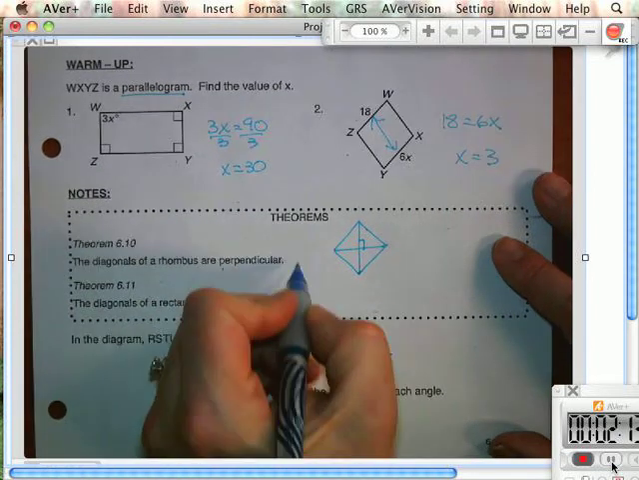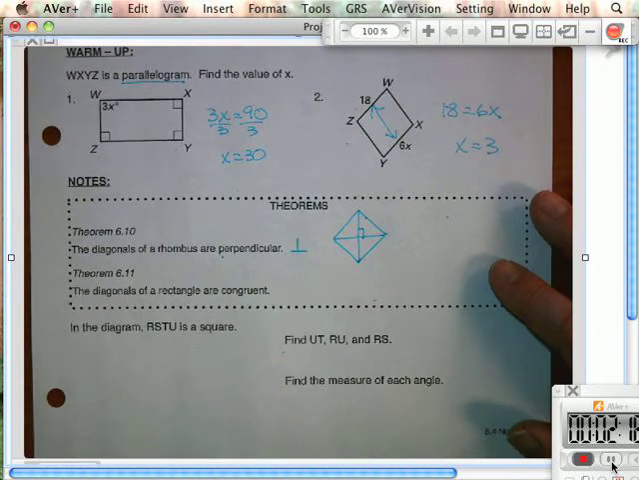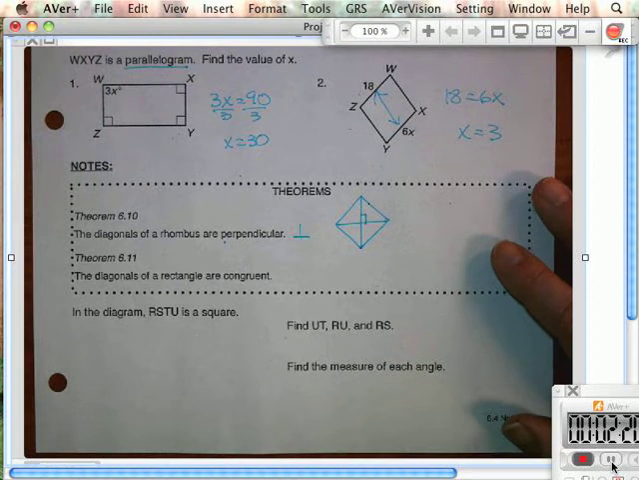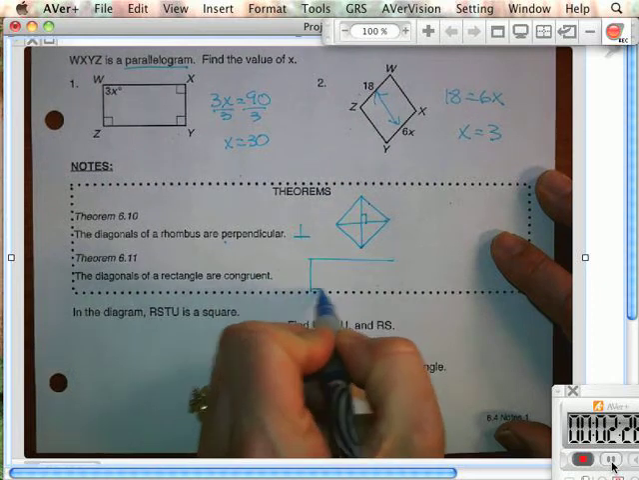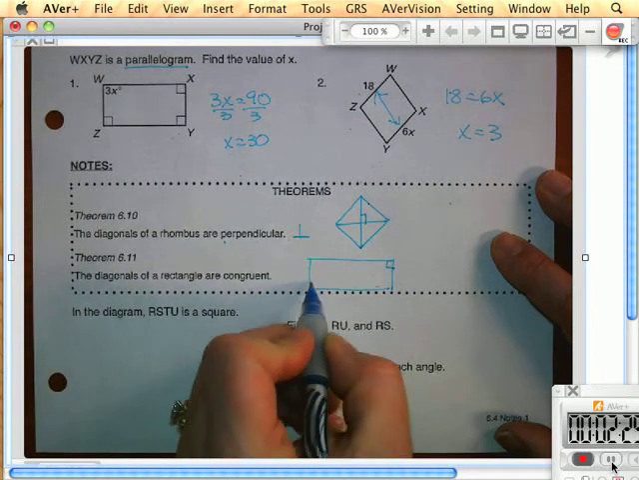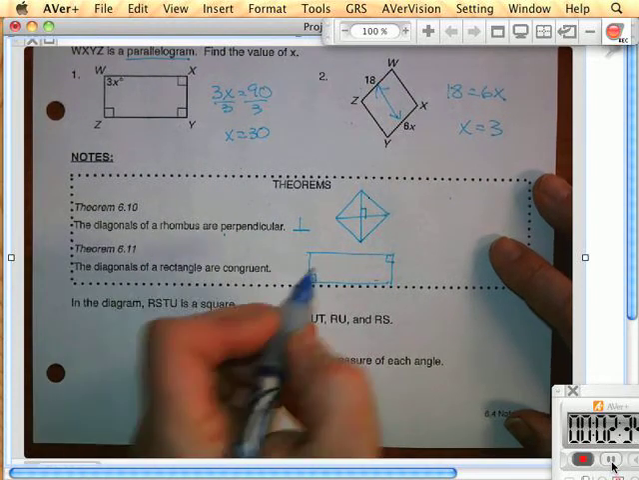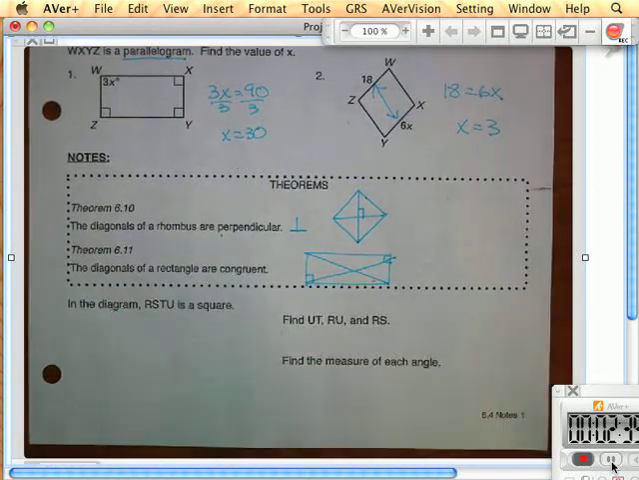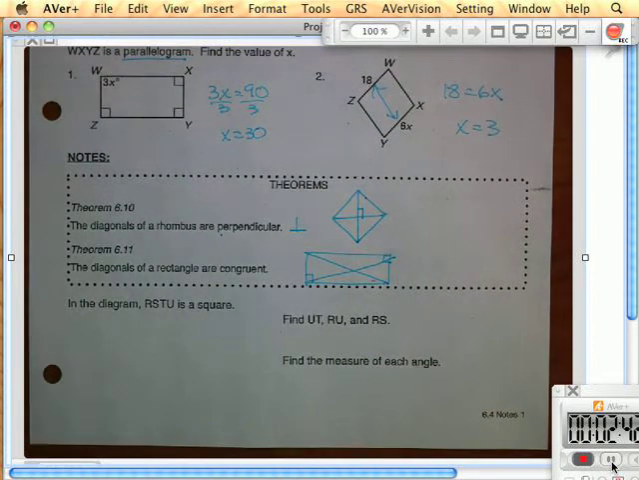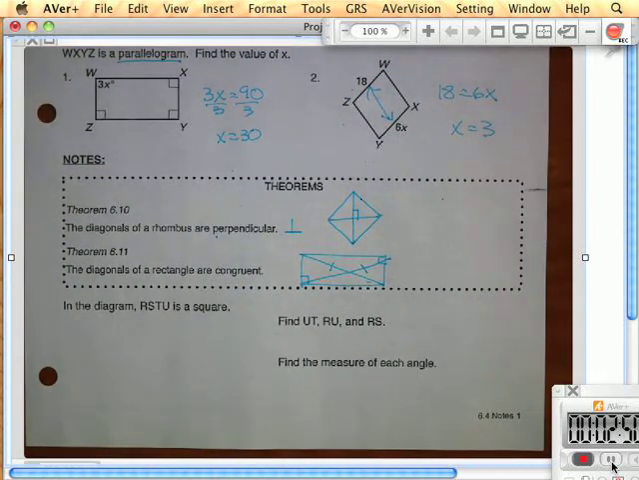This is the symbol for perpendicular. Right. Okay? And Theorem 6.11 says the diagonals of a rectangle are congruent. So if you draw a rectangle, this one is not so pretty, but they're all 90-degree angles. And if you were to draw this diagonal here and this diagonal here, it's kind of hard to mark this because the whole diagonal is equal to the other diagonal. So I would probably just do something like that. It's kind of hard to mark it, but that's what that means. Okay?